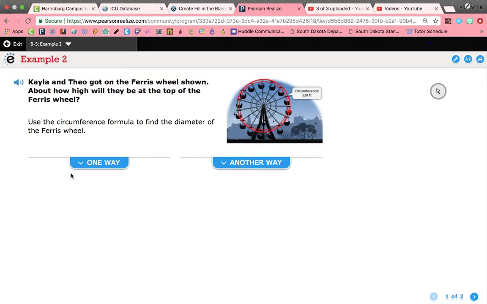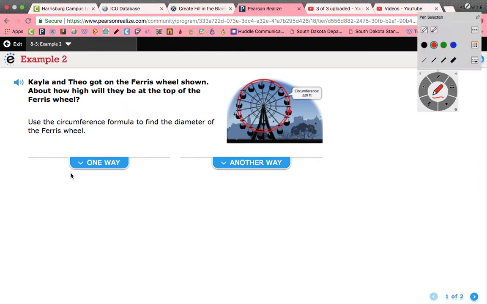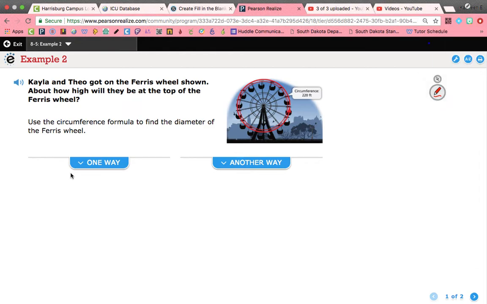Kayla and Theo got on the Ferris wheel shown. About how high will they be at the top of the Ferris wheel? Okay, this time it gives us circumference and it wants us to find the diameter. It wants to know how high they are up here.